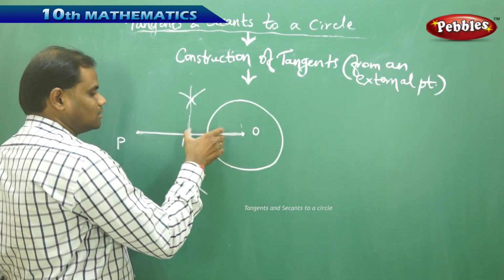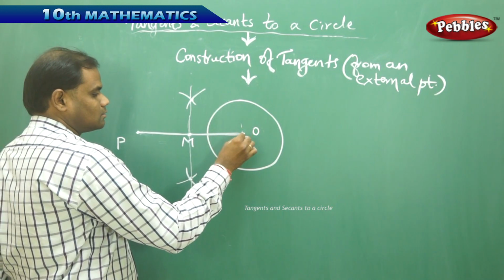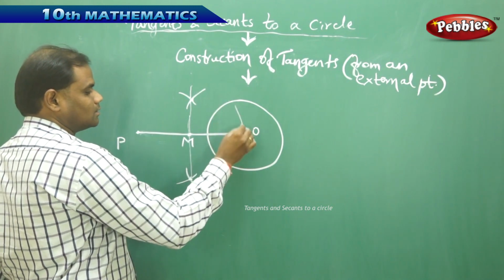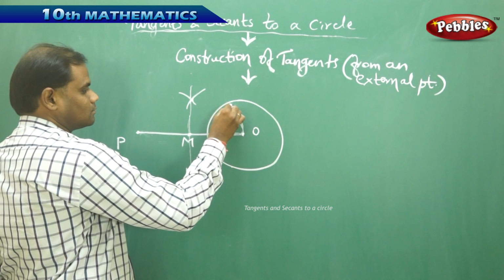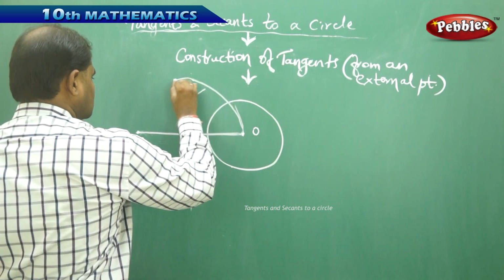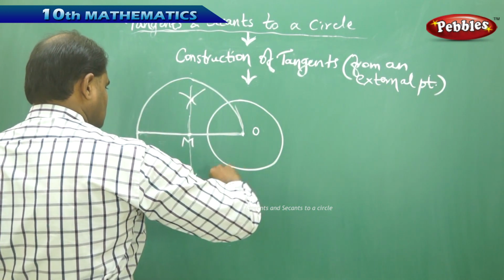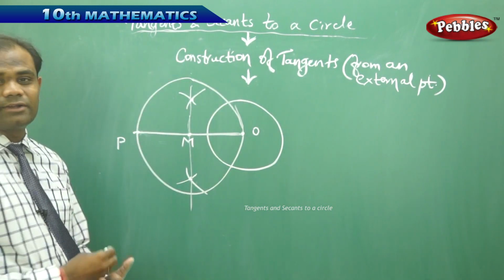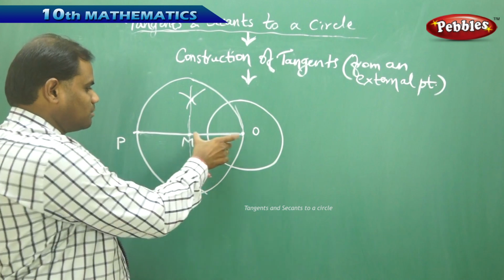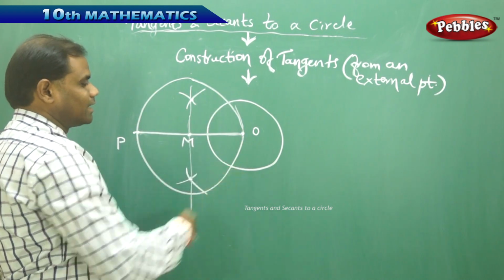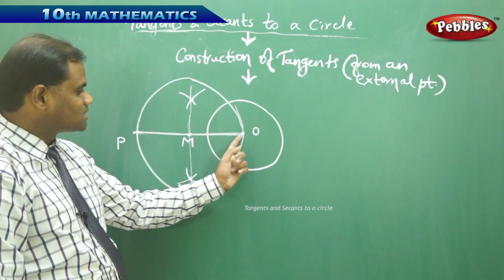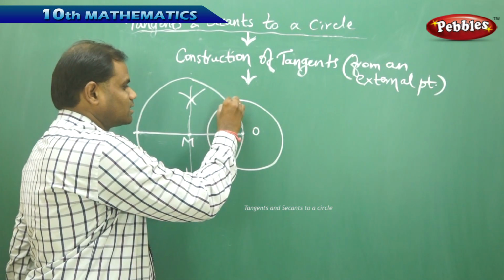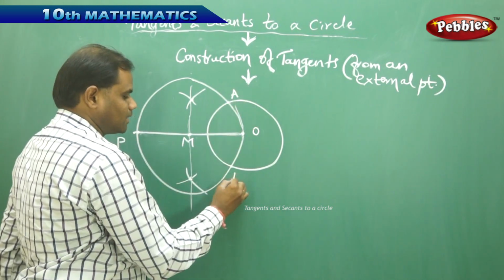Now once I get the midpoint M, I take the measurement of OM as the radius and draw a circle. Using the compass, I draw a circle with this as the radius. Now with OM as radius, once I draw the circle, I clearly identify that this bigger circle cuts the smaller circle at two points A and B.